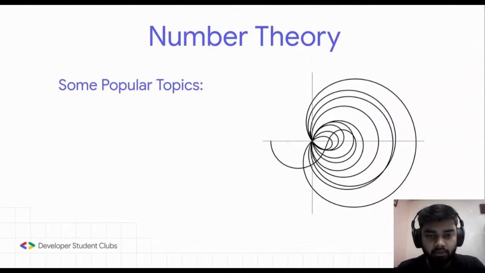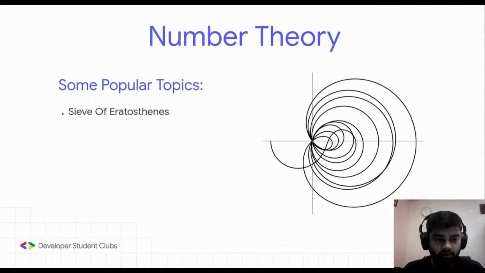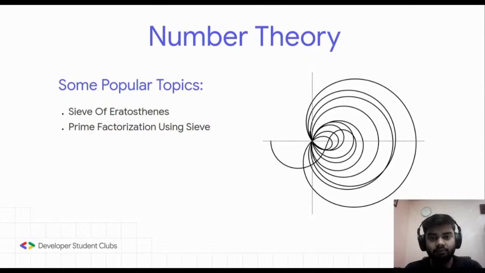First of all, I would like to tell you some of the topics which are frequently used in solving problems, especially in competitive programming. First, the Sieve of Eratosthenes. This is used to find a list of prime numbers in a range from 1 to a given number n. Second is prime factorization using sieve. This is a variant of sieve which is a very efficient way of factorizing a number.